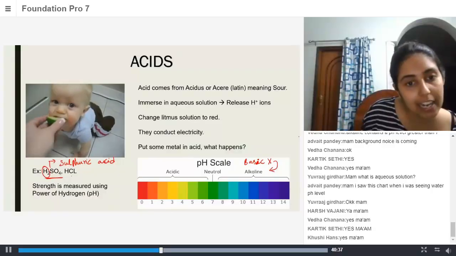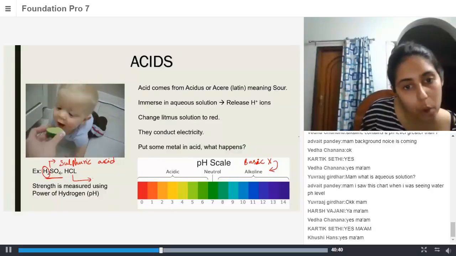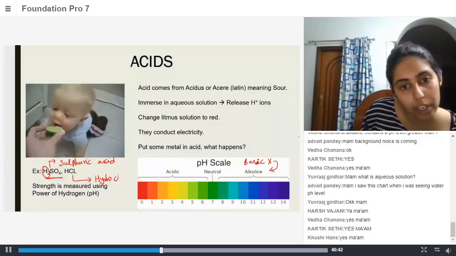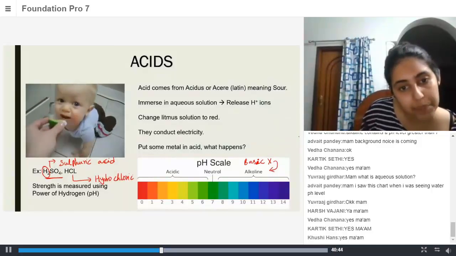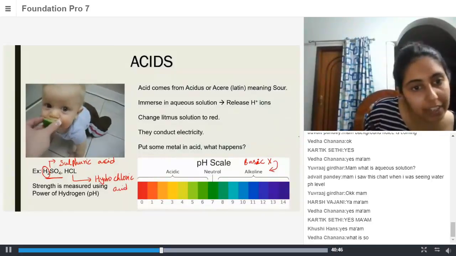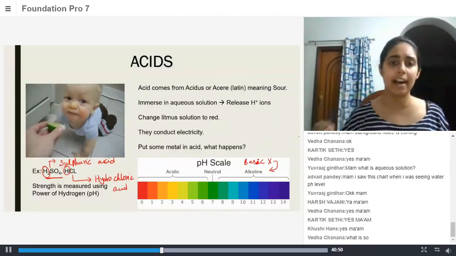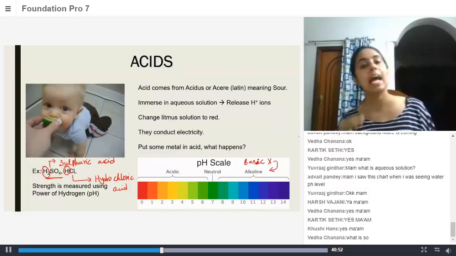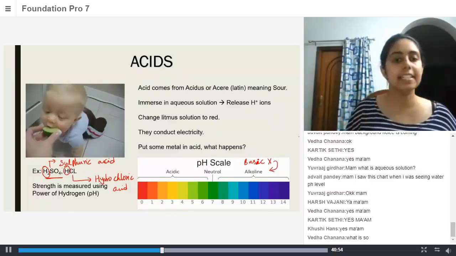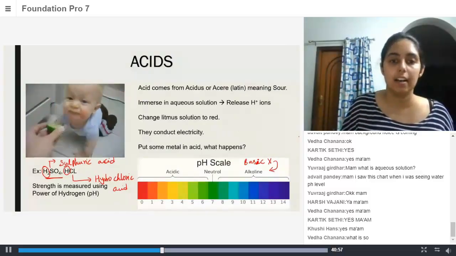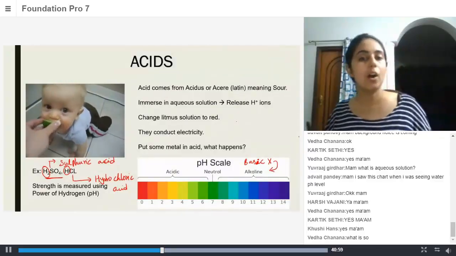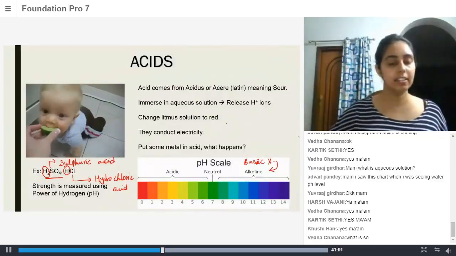Then there is HCl, which is hydrochloric acid. Notice that there is one hydrogen. So acids will always have hydrogens. Okay. And the other thing is, do you guys know how electricity is conducted?